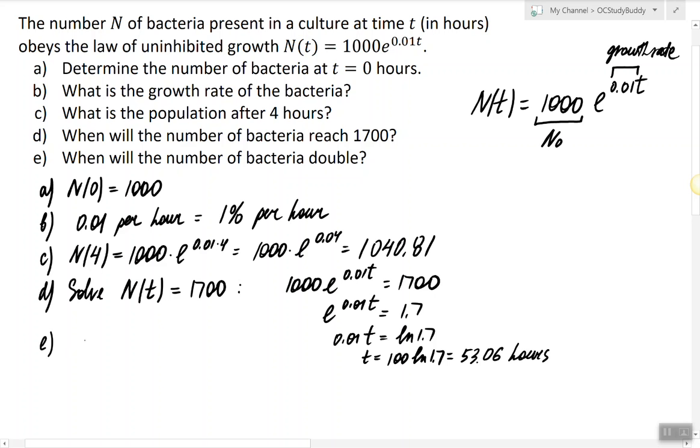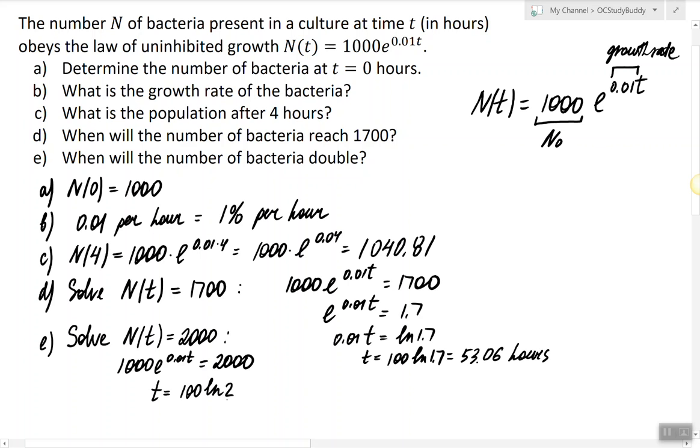To answer the question in part E, we basically have to solve this equation. So when will the population double, meaning if initially it was 1000, so when will it double means when will it reach the level 2000. So that means we have to solve this equation, which can be easily solved by isolating t.